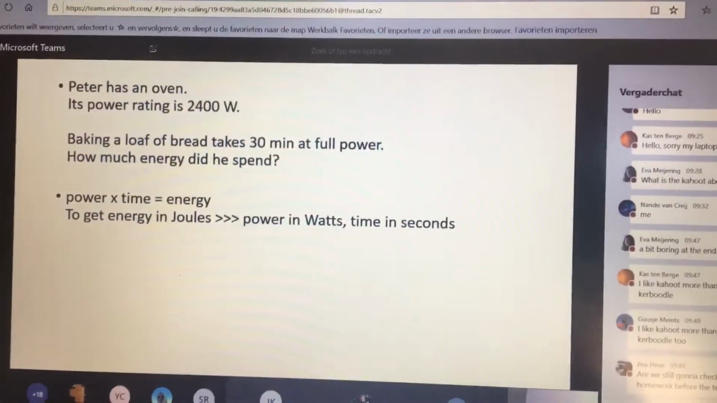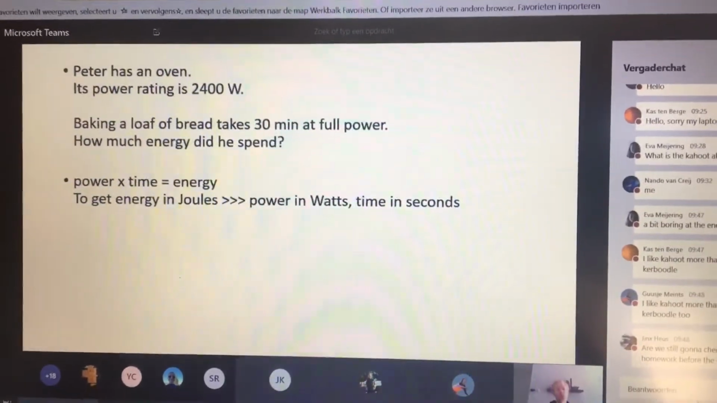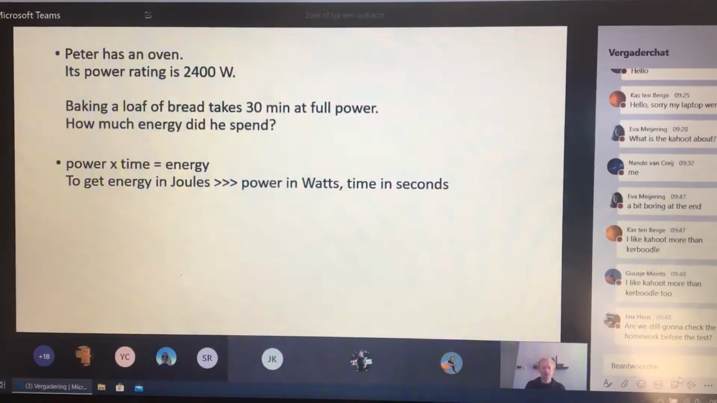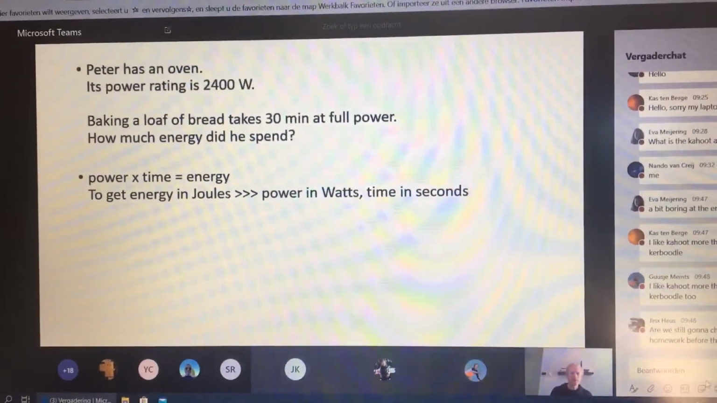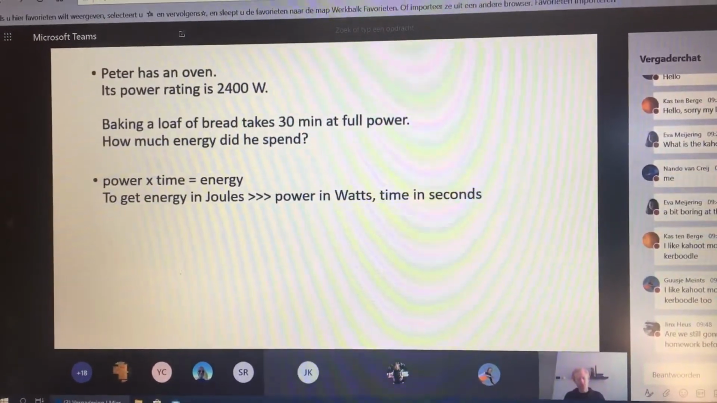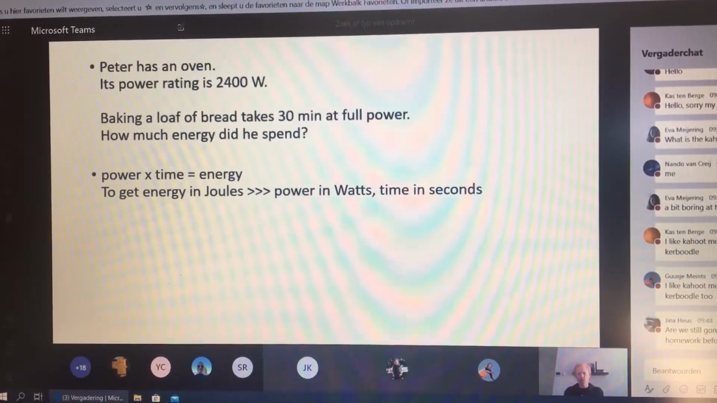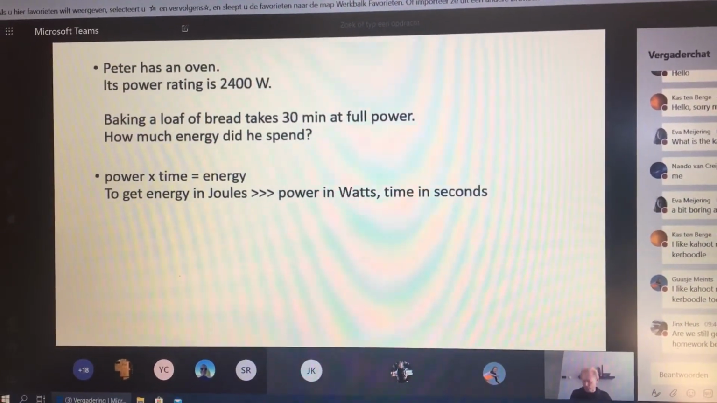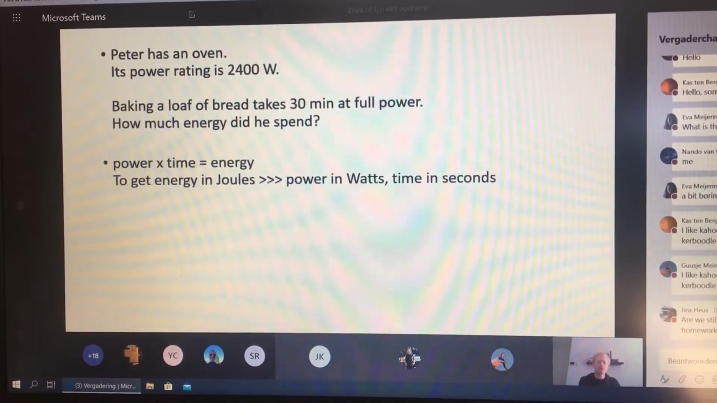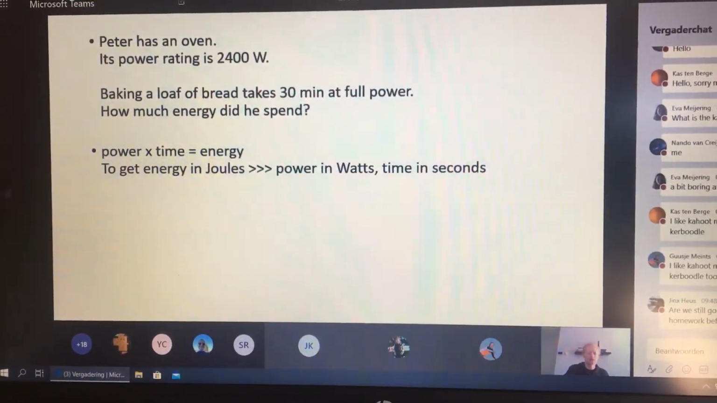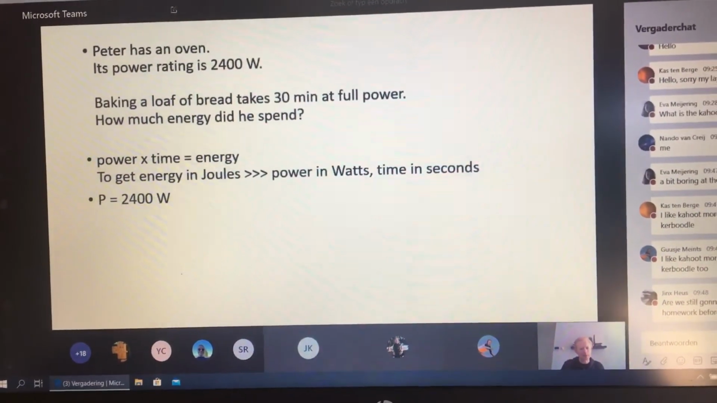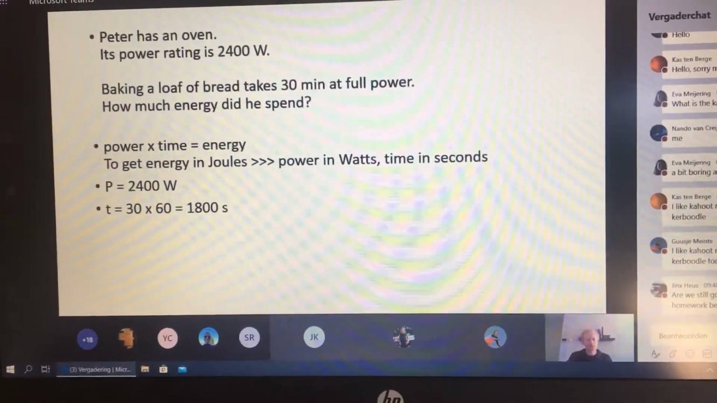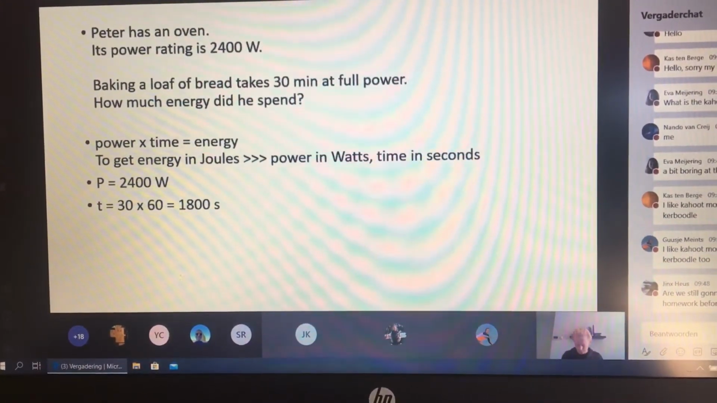That means we take the power in watts and the time in seconds, which is easy enough because the power is already in watts, so you don't have to do any conversions there. The time is in minutes, so you have to convert 30 minutes to seconds. Every minute has 60 seconds, so 30 times 60 seconds is 1800. So P is 2400 watts, and t is 1800 seconds.